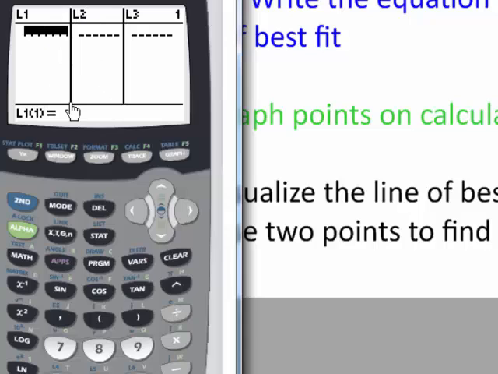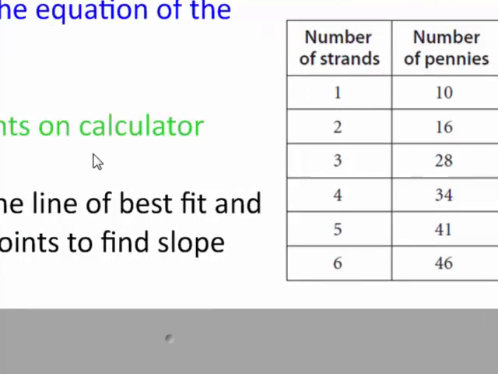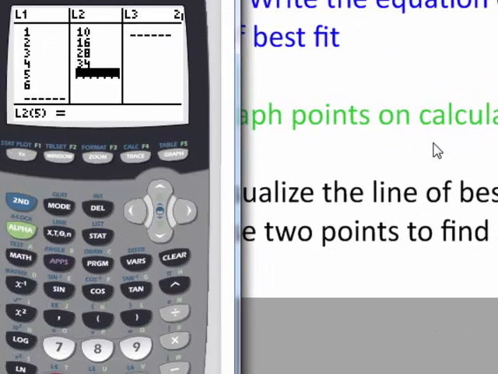This is where my X's are going to go, and this is where my Y's are going to go. I could flip-flop, but then I have to specify stuff, and I just like to put them in order. So number of strands is my X's, number of pennies is my Y's. So I'm going to type them in just like that. So 1, 2, 3, 4, 5, 6. Okay, then I'm going to go over to list 2, and they got to match up. So 1 and then 10, right? So 10 and then 16, 28, 41, 46.